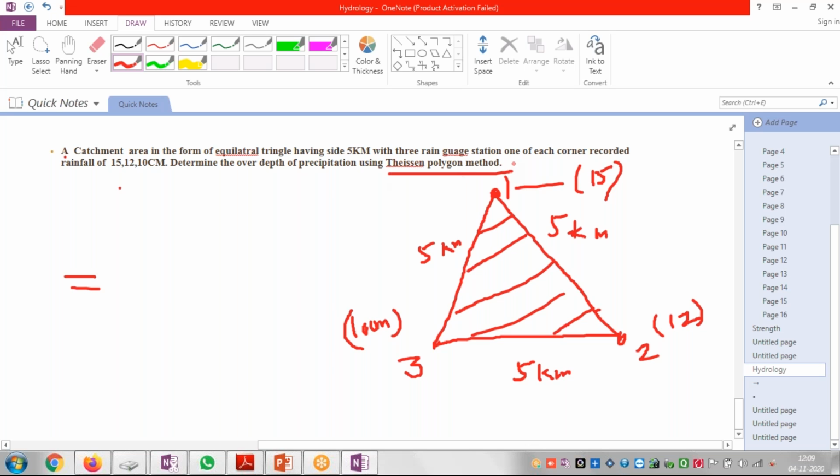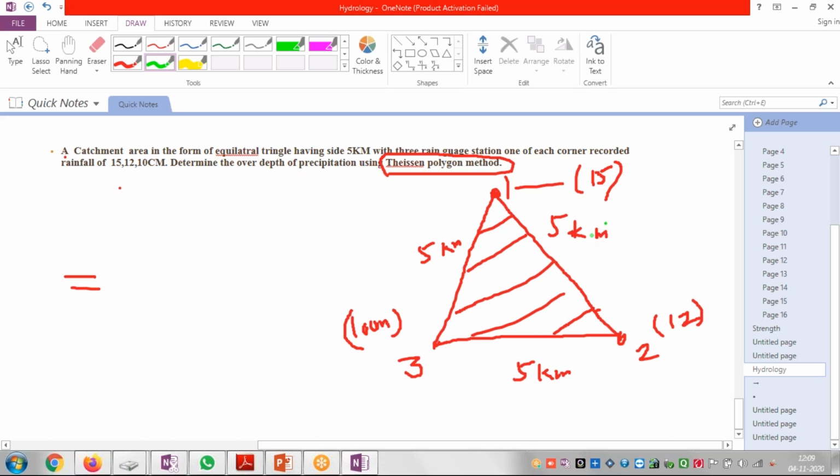We have to find it using the Thiessen polygon method. This is the method; the method will always be given. You find the average precipitation using the Thiessen polygon method or arithmetic mean method or isohyetal method. So here the Thiessen polygon method is given, so see what we will do.